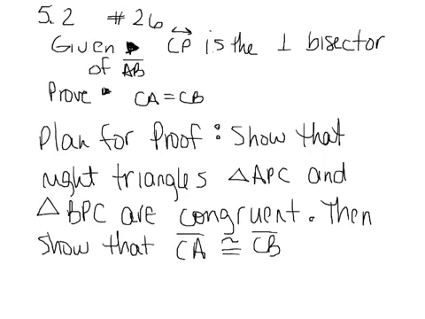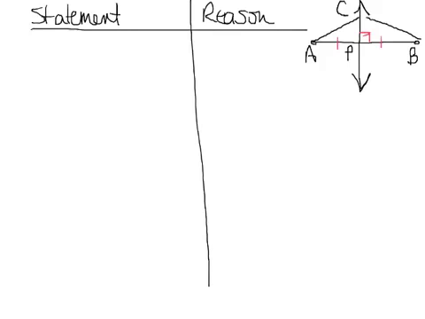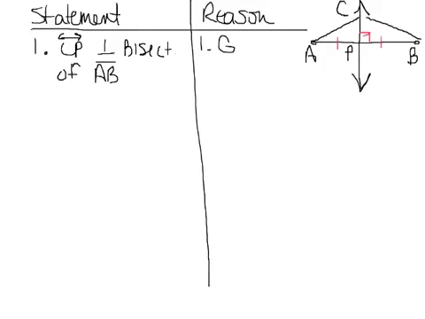Next page, I'm going to draw the picture. Okay, first I'm going to draw the picture, so give me a second. Okay, let's talk through this proof, just like I would have if we were in class. We're going to start out with one of the givens, that line CP is the perpendicular bisector of segment AB. And that is given.